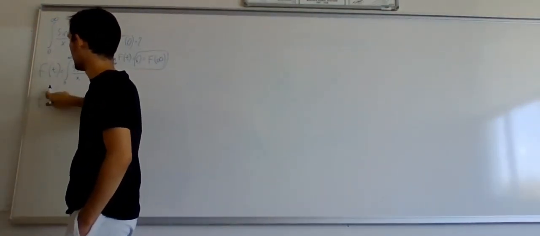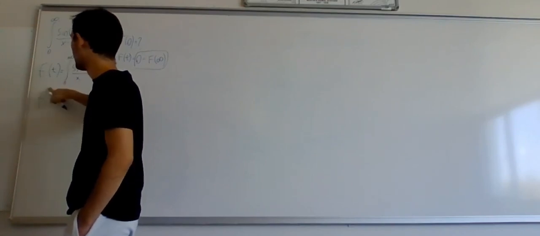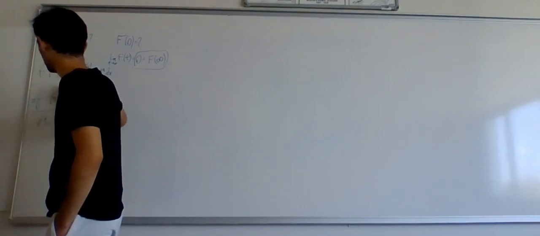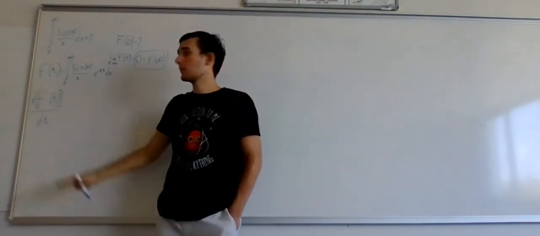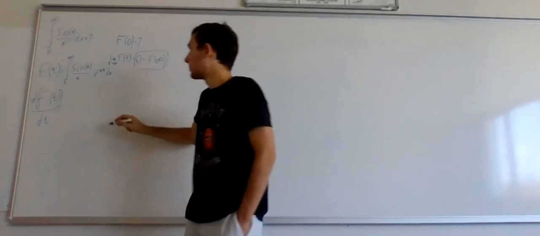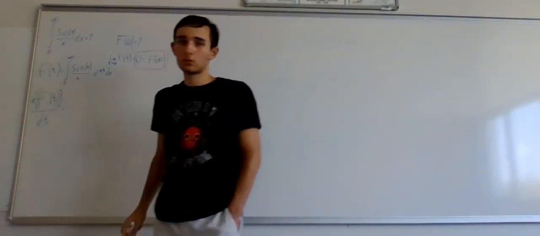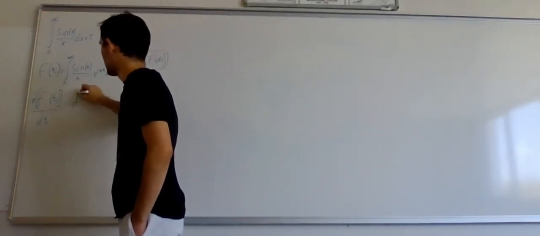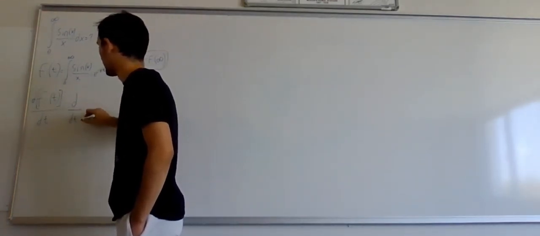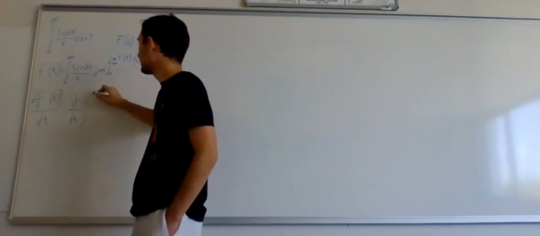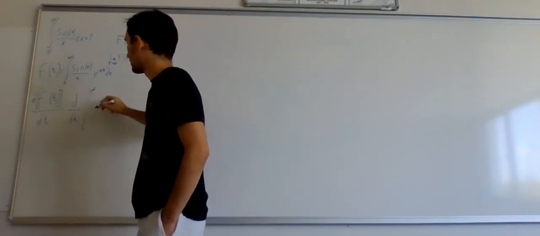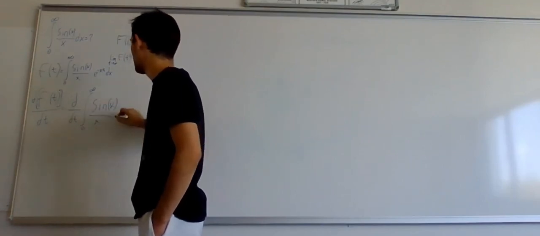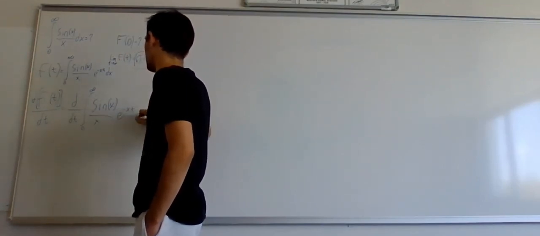If you differentiate with respect to t, now you can just write this down as f prime of t, but the other side is going to be a special case because we're differentiating under the integral sign. So we're going to have the derivative with respect to t going from 0 to infinity of sine of x over x times e to the negative xt dx.